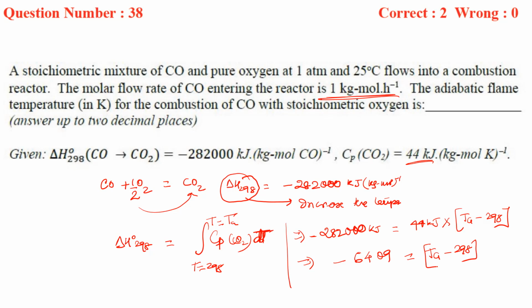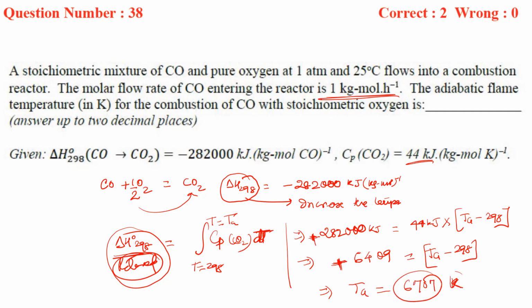Okay, so guys, remember here this is the release energy, right? So when we try to equate these two, delta H naught we will take here in positive, because the same energy which is released here is going to be supplied to the product side. So this is the energy supplied, so here we take it with the plus sign. So this implies TA is equal to 6409 plus 298, 6707 Kelvin.